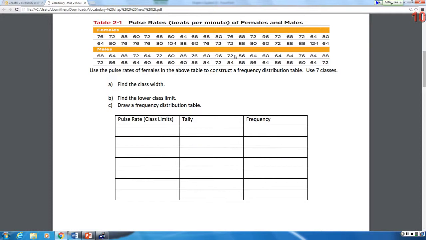All right, so I'm going to use my formula for class width, I'm just going to rewrite it. It was max minus the min divided by what? The number of classes. So, tell me what is the max again for the females? 124. Minus, what's the min again we said? 60. And the number of classes given to us was? 7.